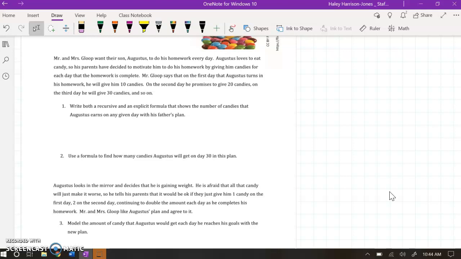Write both a recursive and explicit formula that shows the number of candies that Augustus earns on any given day with his father's plan. Then use the formula to find out how many candies Augustus will get on day 30. To help you write your recursive and explicit formulas, you might want to think about starting with a table or a graph. When you start with your table, make your input your days and your output the number of candy.